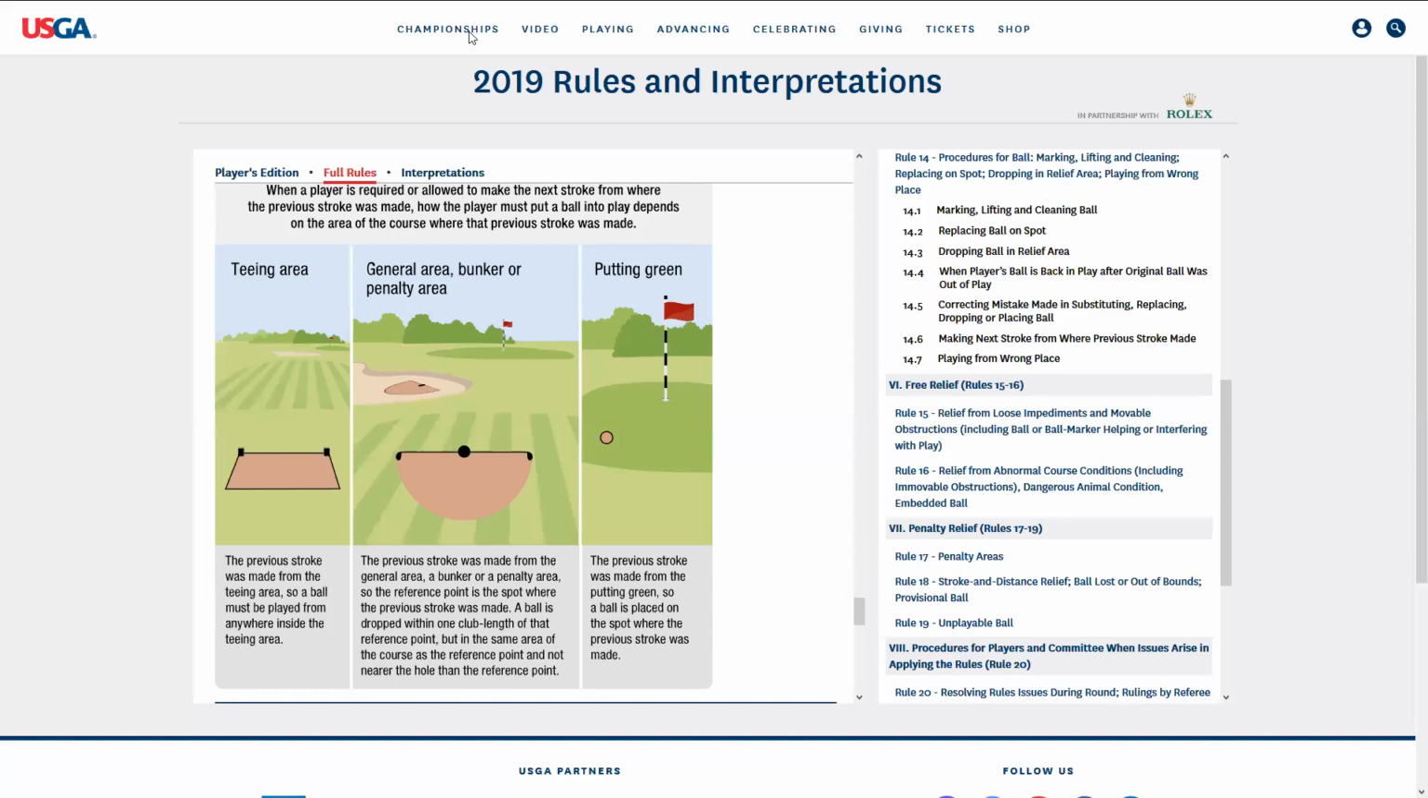The player then smooths the sand, and now he has to drop it by finding his reference point, which is going to be the spot where he last played it from, and he's then going to get his one club length relief area. That one club length relief area has to be in the same area of the course, which means it has to be in the bunker. So if his ball is fairly far to the right, he can't take his one club length and drop outside the bunker, he has to drop in the bunker.